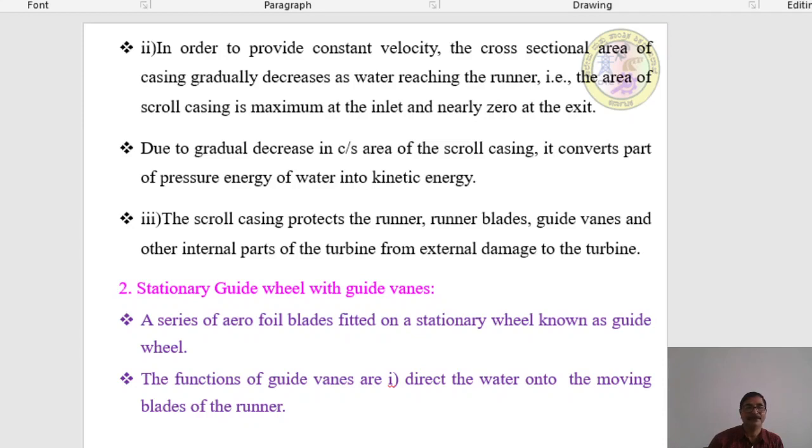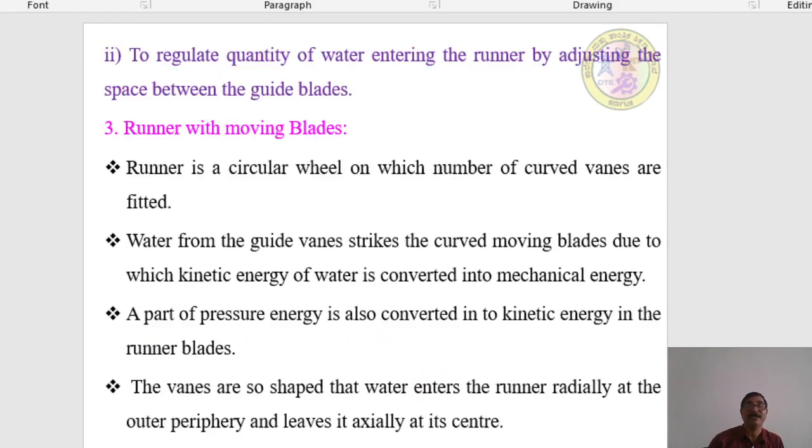And second one is the stationary guide wheel with the guide vanes. A series of aerofoil blades fitted on a stationary wheel is known as the guide wheel. The functions of the guide vanes are, first, to direct the water onto the moving blades, and second, to regulate the quantity of water entering the runner by adjusting the space between the guide vanes.